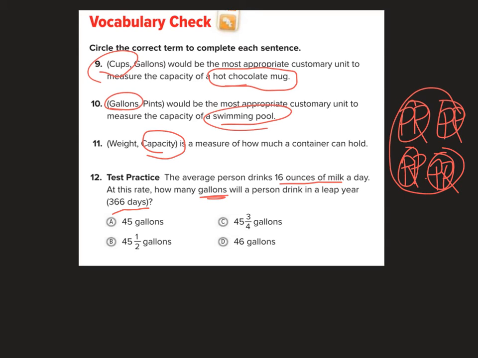2 pints in a quart. This is very messy because I have to make it small and on an iPad. So how many cups are in a gallon? Let's see. 2, 4, 6, 8, 10, 12, 14, 16. So we know there are 16 cups in 1 gallon. And we know that there are 8 ounces in 1 cup.